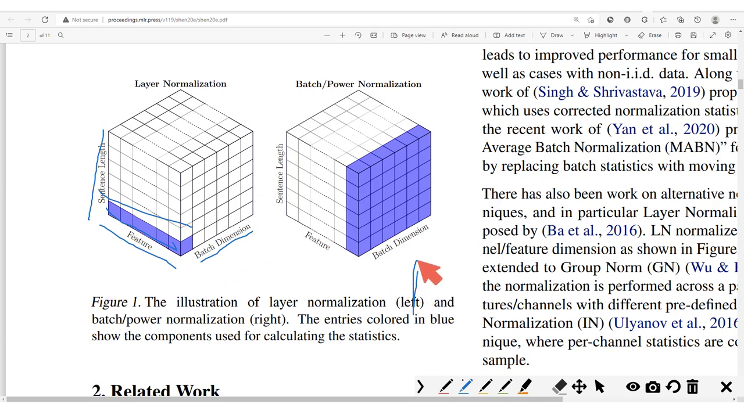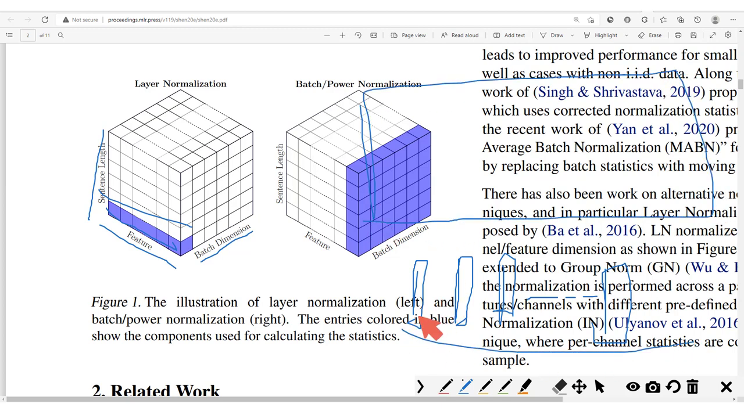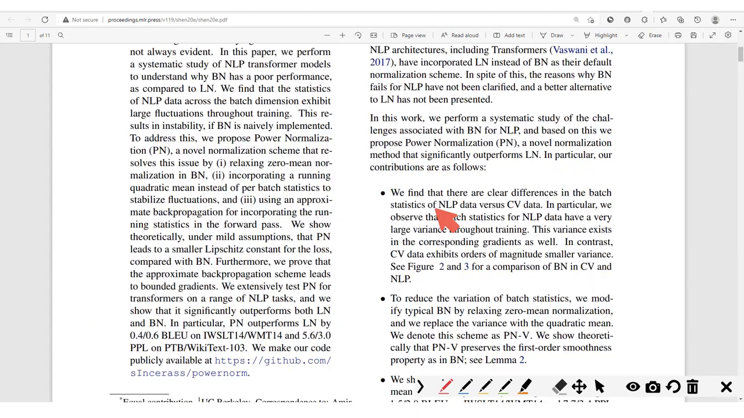So basically, we have these different vectors here which have been passed into some layer, and then instead of carrying out normalization throughout the batches, as in the case of the batch norm, here we carry out this normalization for each and every vector. And the reason why we do not use the batch norm with transformers is the fact that the batch statistics for NLP data have a very large variance throughout training. And this variance exists in the corresponding gradients as well. And so to avoid this kind of situation, it's preferable for us to carry out this normalization on the features instead.